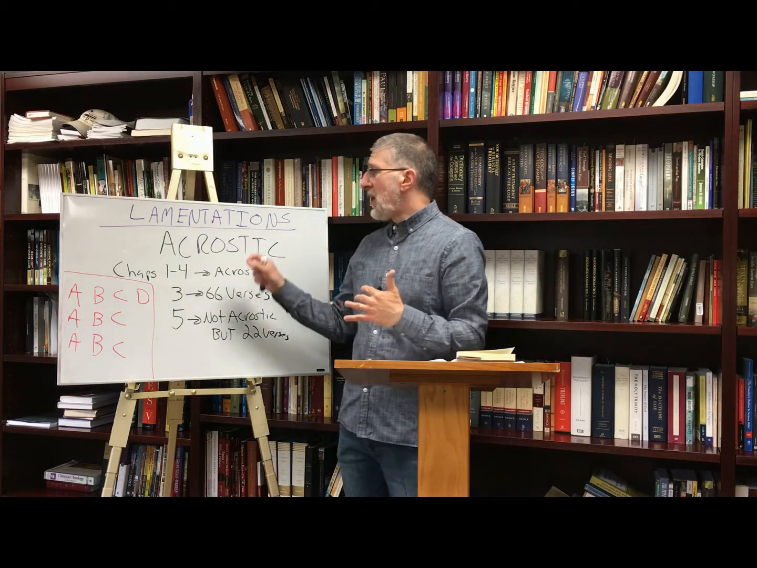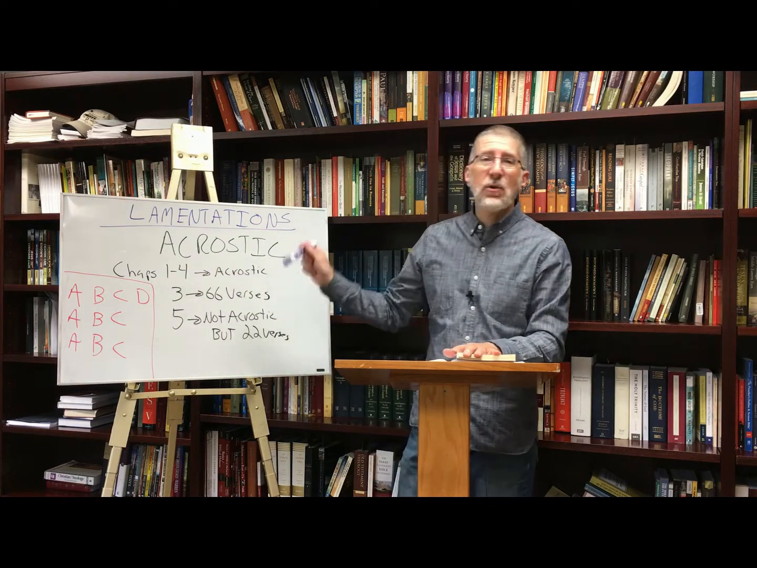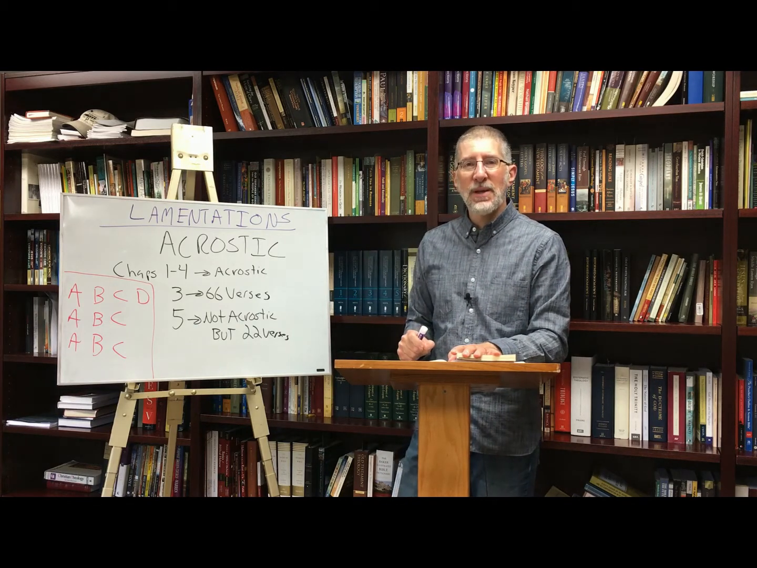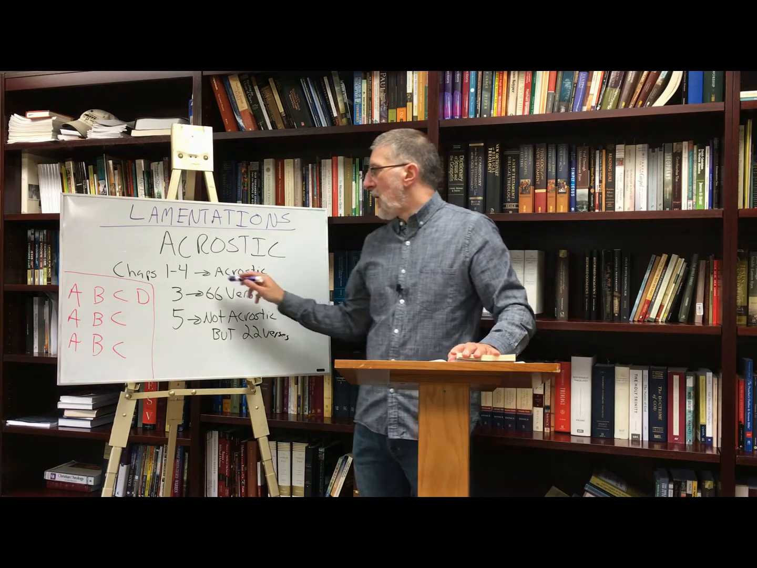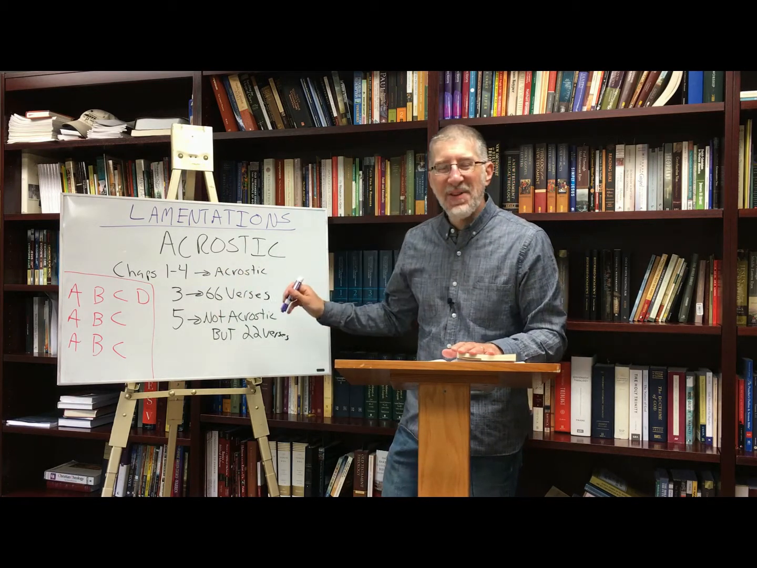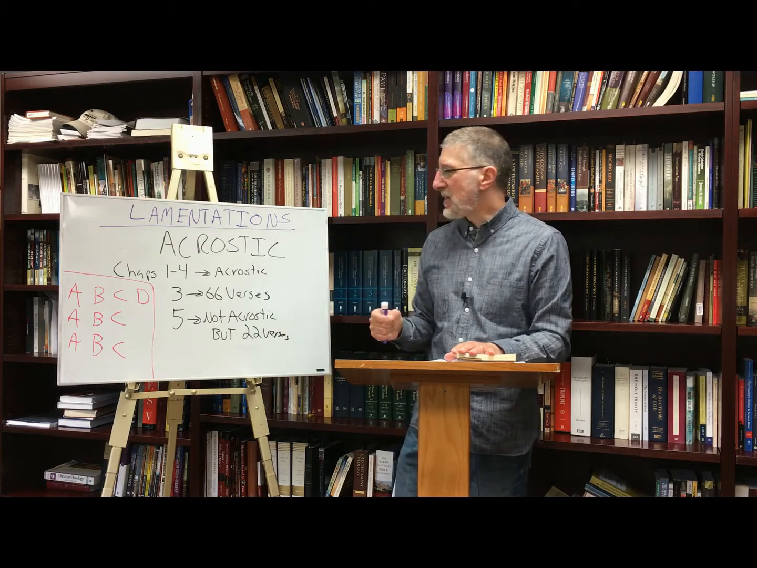Now, I just want to make sure this is clear: chapters 1 through 4 have that acrostic pattern. It follows the Hebrew alphabet like that throughout. Chapters 1, 2, 4, and 5 have 22 verses perfectly. If you look in your Bibles, you'll see that to be the case.